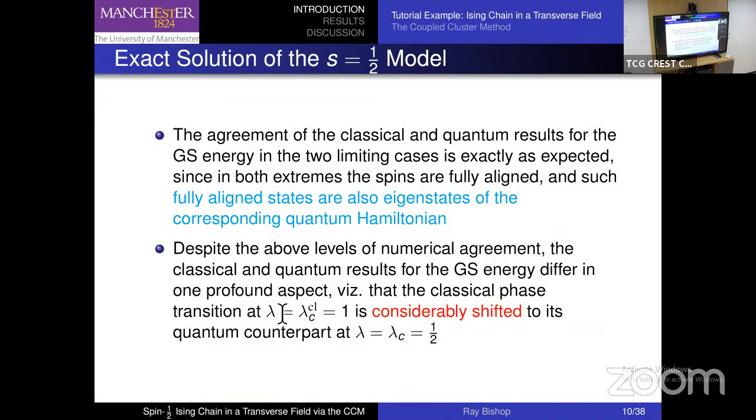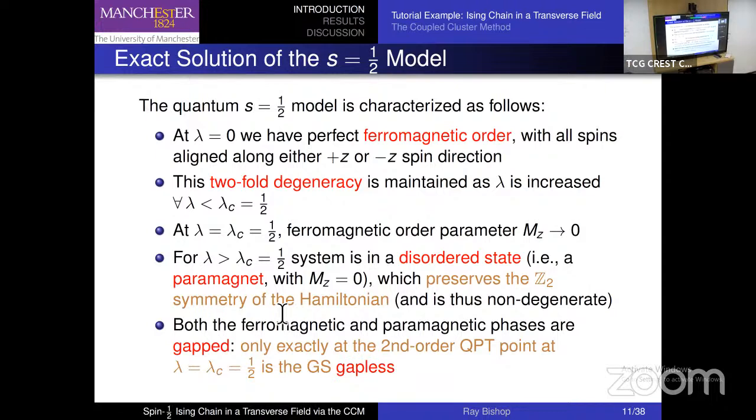So we've got this result. Let's have a look at this dramatic difference, and how it is reflected in the magnetizations. But let's just first say, the spin half model is characterized by, at lambda equals zero, perfect ferromagnetic order, doubly degenerate, all spins up or all spins down. So it's broken that Z2 symmetry of the Hamiltonian. That twofold degeneracy is maintained as lambda is increased all the way up to a half. And then suddenly at lambda equals a half, the ferromagnetic order parameter goes to zero. And above that, this ground state is non-degenerate. So we're back to preserving the Z2 symmetry of the Hamiltonian.